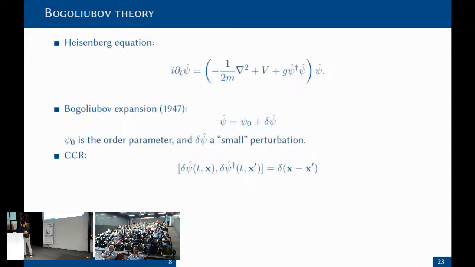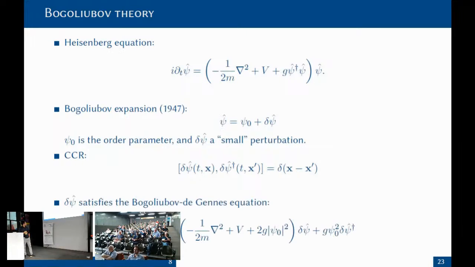We do that because this is a c-number, it's just a number. The commutation relation for this operator is now written in terms of our perturbation and assumes the usual form. And for the perturbation, if we linearize the Gross-Pitaevskii equation, or even better, the Heisenberg equation, we obtain the Bogoliubov-de Gennes equation.